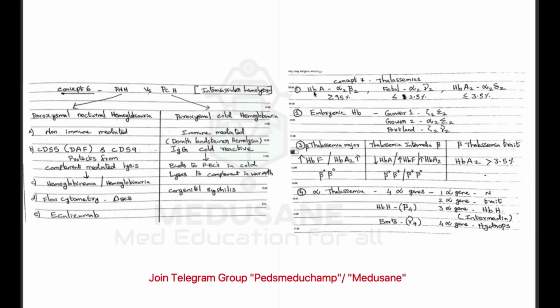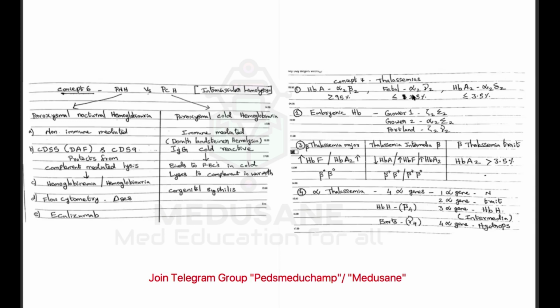So thalassemias, we need to first start with what the hemoglobins are. We should understand what the hemoglobins are. Hemoglobin A is alpha 2, beta 2. This is the adult hemoglobin. There will be 4 chains, of which 2 chains are alpha and 2 chains are beta.